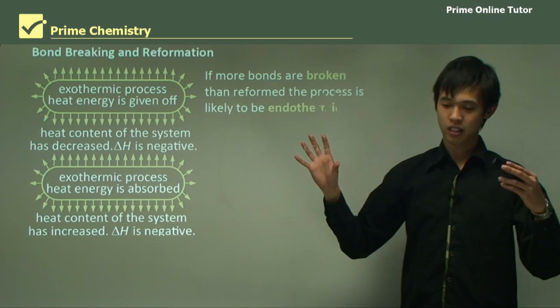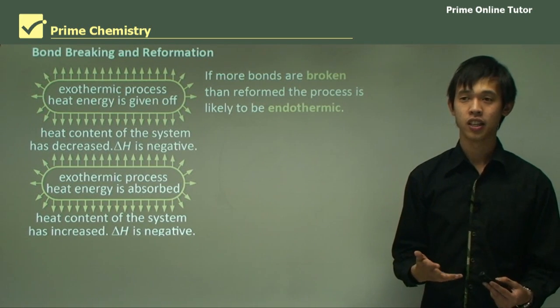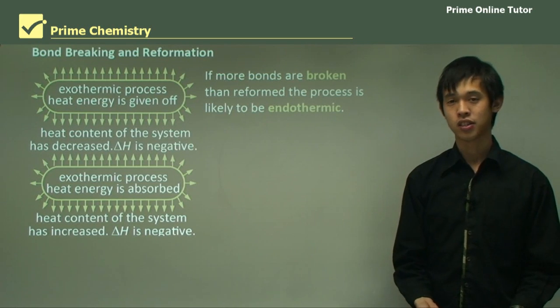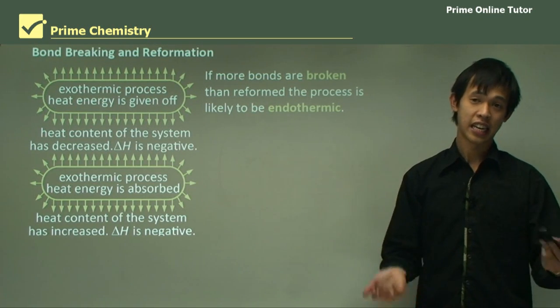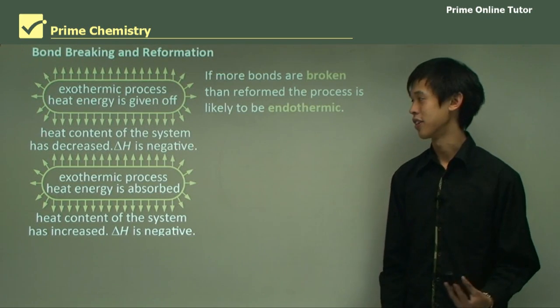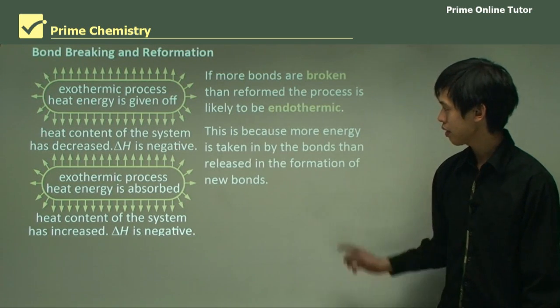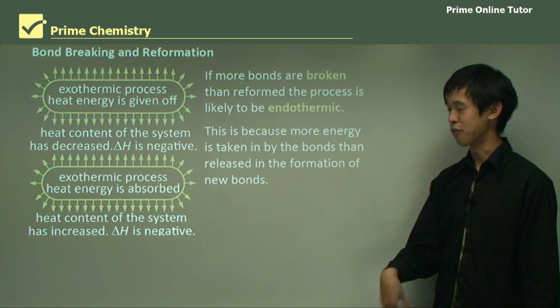So if you break way more bonds than you form, it means that you've taken up more energy than you've actually given back. So that means that the process, in terms of its net amount of energy, it needed more energy than it could give. So it's endothermic, so it's absorbing energy. This is because more energy is taken in by the bonds than released in the formation of new bonds.